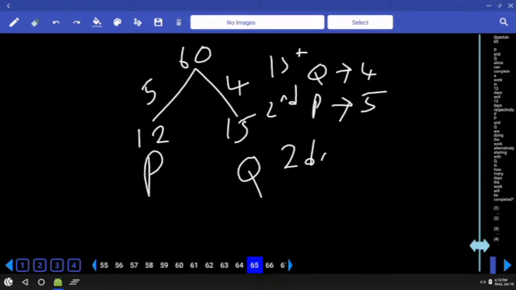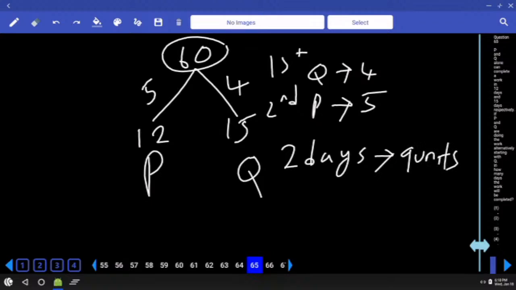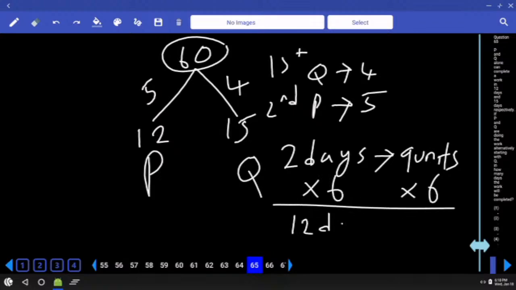So in 2 days, how many units of work are done? 4 plus 5, how many? Totally how many units have to be completed? 60. 9 into 6 is 54, because 9 sevens is 63, so 9 into 6. Now, in 12 days, if Q and P work alternately, they finish how many units?